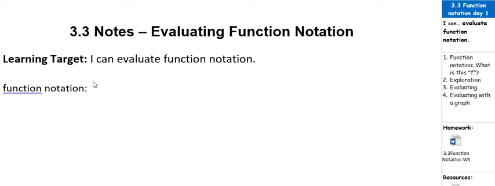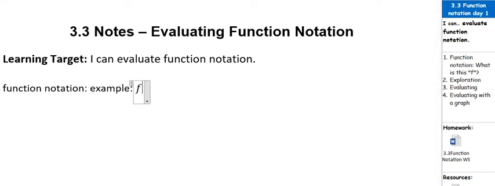The first thing I want to stress to you guys is that this is not different than what we've been doing so far. It just looks different, and that's it. It is not different, it looks different. It's like a different way of writing it. So, function notation always uses an F. So I'm going to do an example first. I'm going to show you an example of function notation.